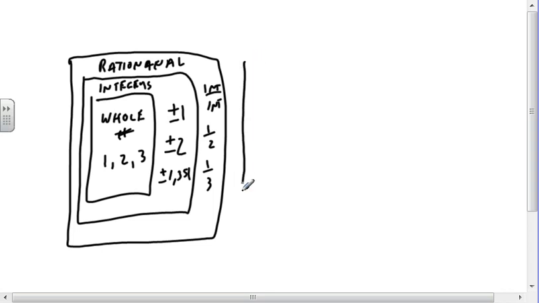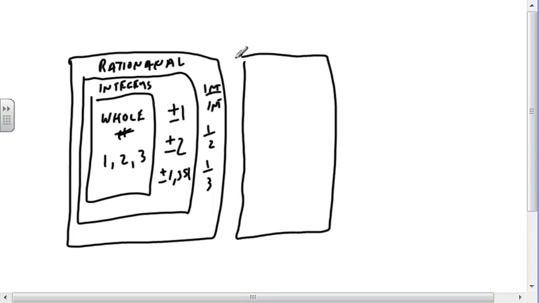And then we have a set of things that are irrational. Irrational numbers: the square root of 3, the square root of 2, the square root of 5 would all be irrational numbers. Those are numbers that can't be put in the form of one integer divided by another integer.